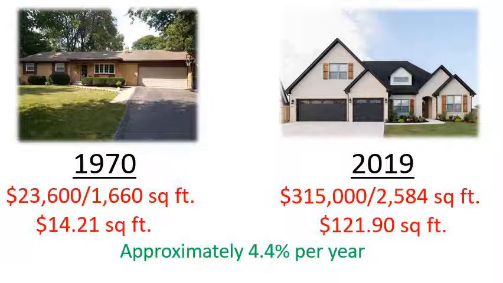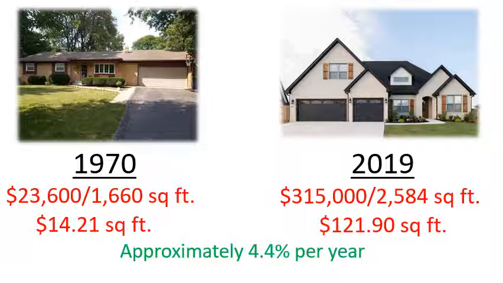Okay, that price per square foot can be compared to the price per square foot in 2019. Okay, so in 2019, the average house price is $315,000. Okay, way higher than what it was back in 1970 of $23,600. But the average house today is significantly bigger. Okay, the average house size today is 2,584 square feet. Okay, but we can come up with an apples to apples comparison if we take the total price and we divide it by the square footage of the house. And we can see that in 2019, the average price per square foot is $121.90.